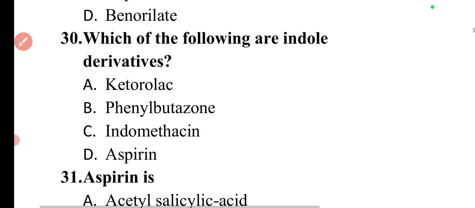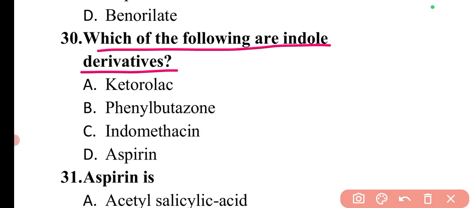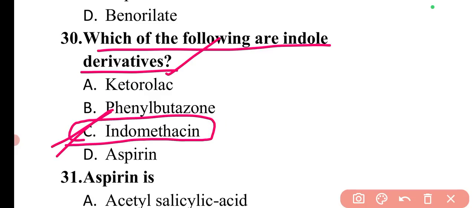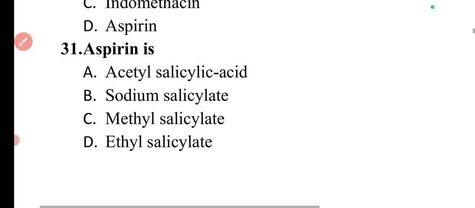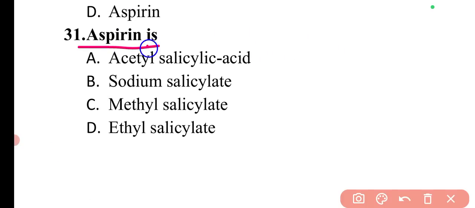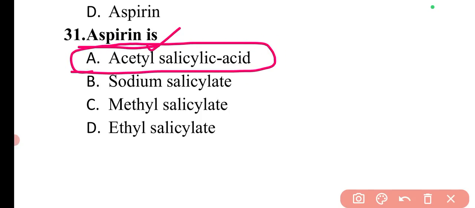Next question is, which of the following are indole derivatives? The indole derivative drugs include indomethacin. It is an indole derivative. The basic ring present in this particular compound is the indole ring. So here option C is correct. Next question is, aspirin is. This is also an important question. Aspirin is acetyl salicylic acid. So here option A is correct.